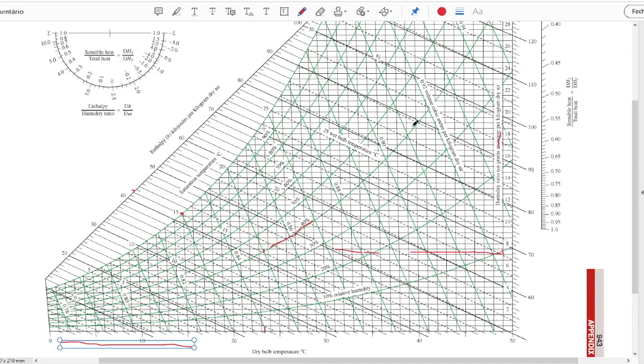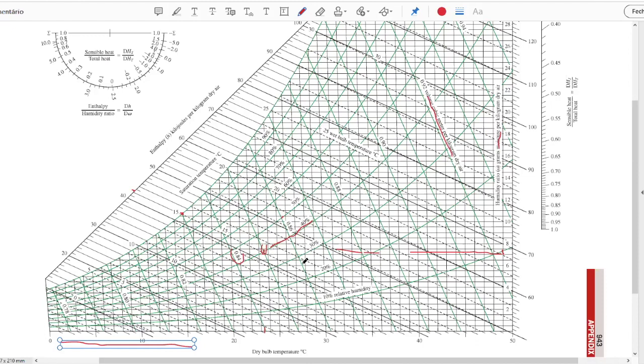What else? The specific volume. I can read it: this is 0.84 here, 0.86 here. So at this point, it's going to be 0.85 meters cubed per kilogram. And here you can see the units, cubic meters per kilogram. Okay, so all these things are related. That's what you need to understand from this chart.